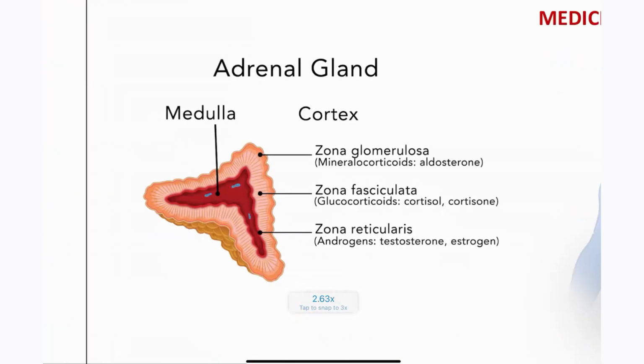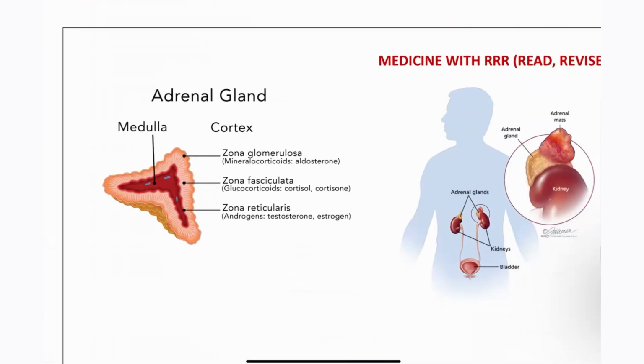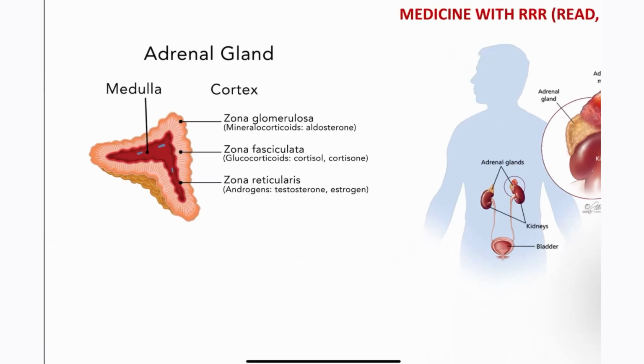Next, moving on to the adrenal glands and their associated conditions. Let's see first what the adrenal gland is. The adrenal gland is divided into the medulla and cortex. The medulla is going to produce the catecholamines. Okay, the catecholamine hormones are epinephrine and norepinephrine.